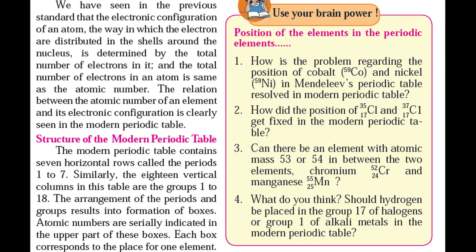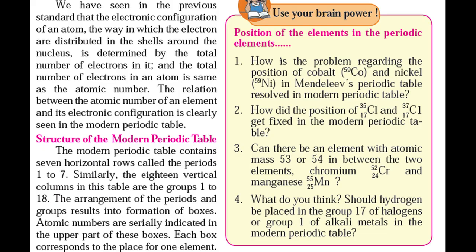Now we saw last year that the electronic configuration of an atom, the way in which the electrons are distributed in shells around the nucleus of an atom, is determined by the total number of electrons in the atom. And the total number of electrons in an atom is the same as the atomic number. The relation between the atomic number of an element and its electronic configuration is clearly seen in the modern periodic table, which is not seen in Mendeleev's periodic table.